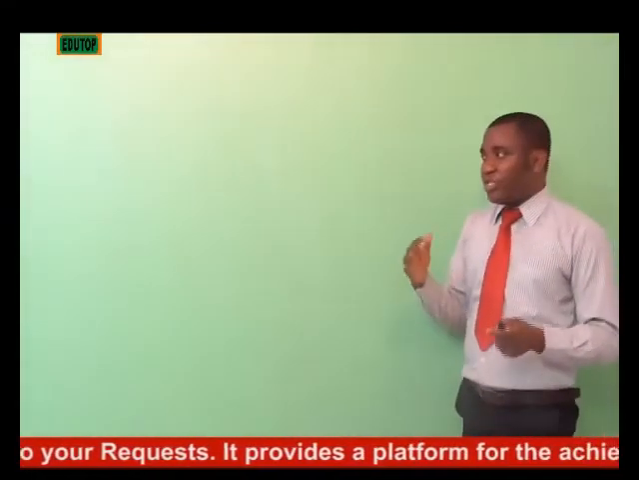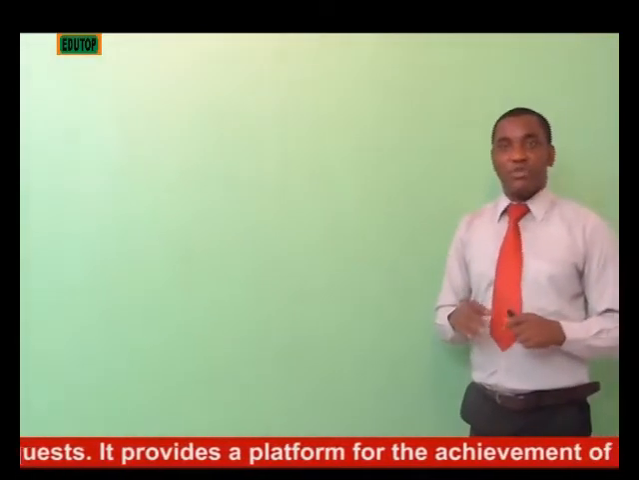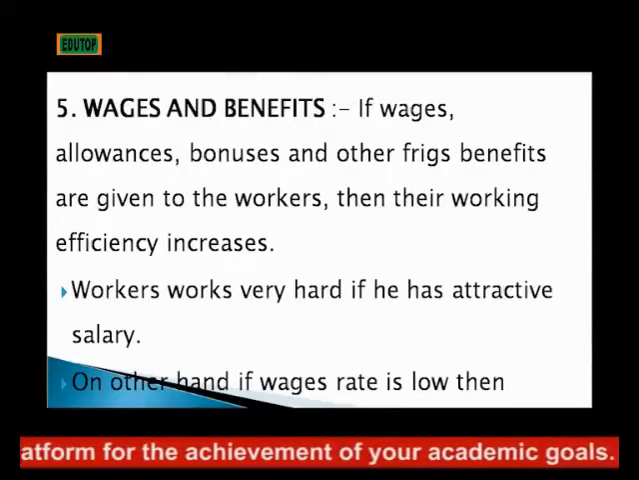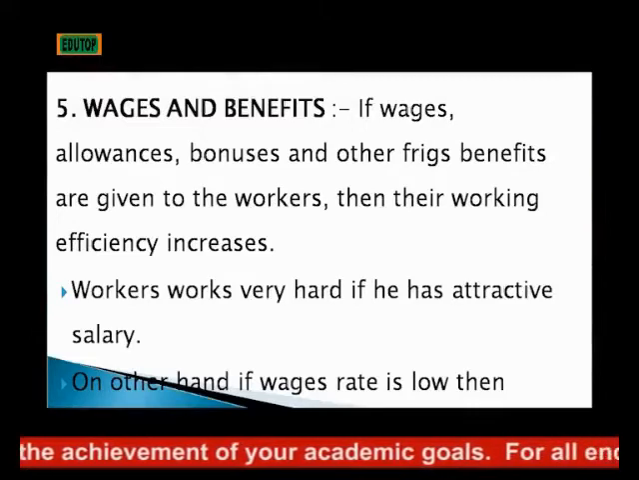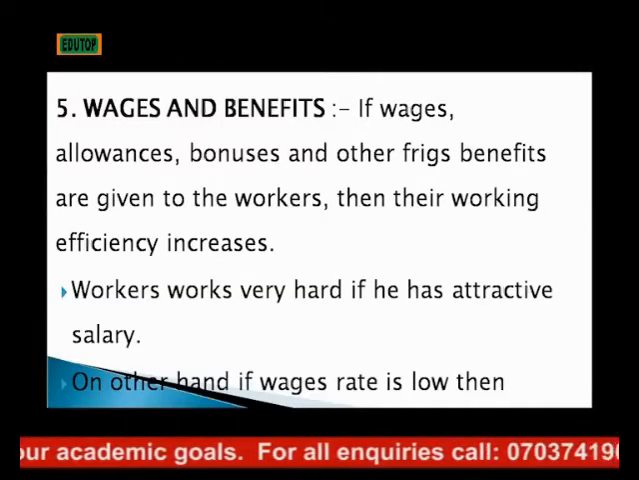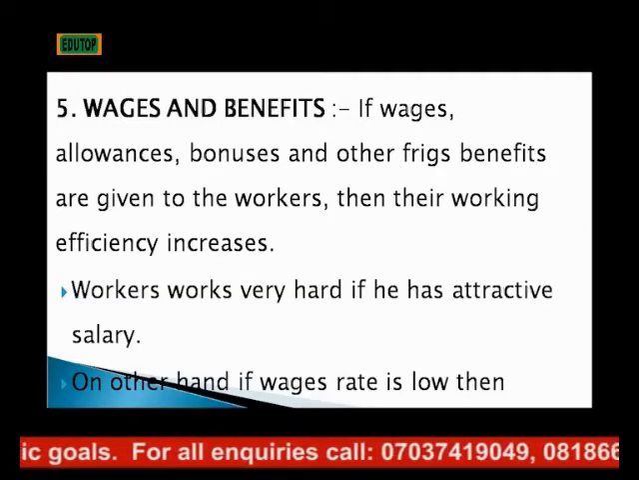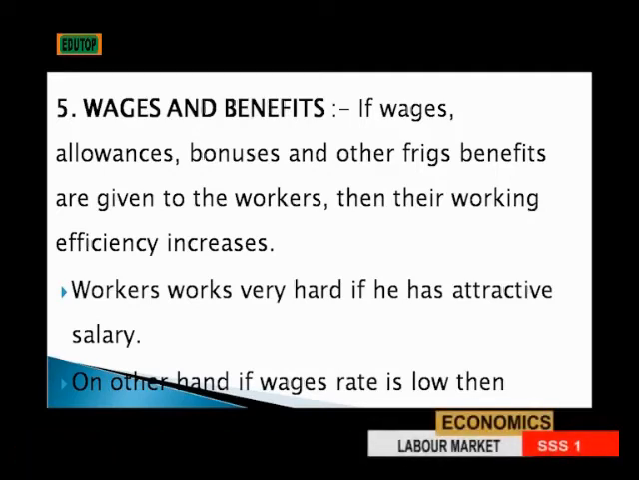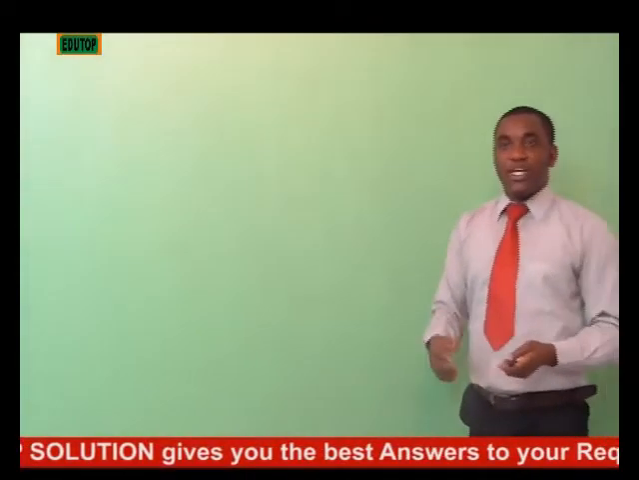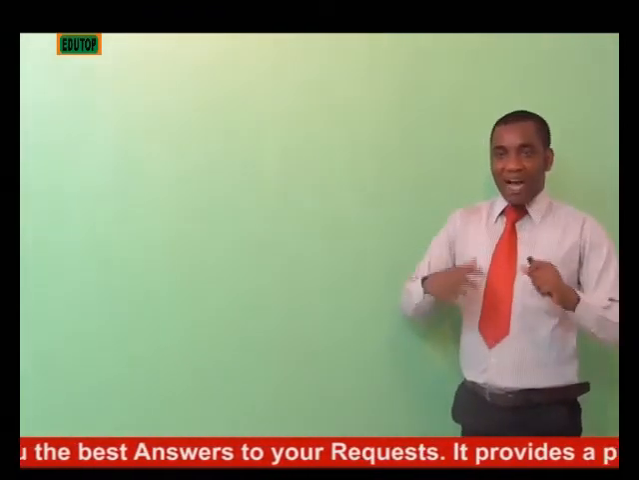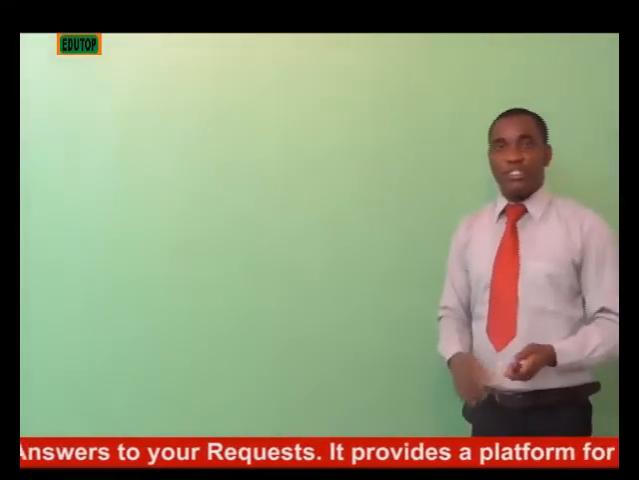The other factor determining the efficiency of labor is wages and benefits. If the wages, allowances, bonuses and other fringe benefits are coming in at the appropriate time, the workers tend to be motivated to work harder, to exhibit other traits that will help the organization to move on. So in such a case, the workers will tend to improve on their performance and work very hard. Wages and other benefits will really affect their performance in a positive way.